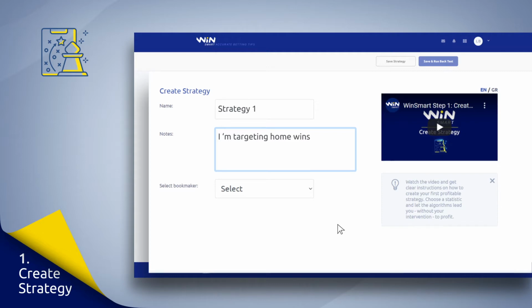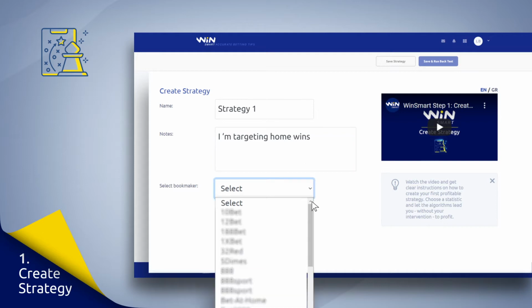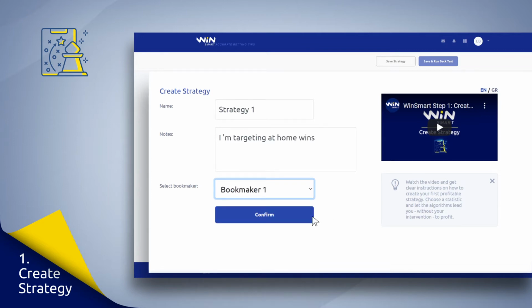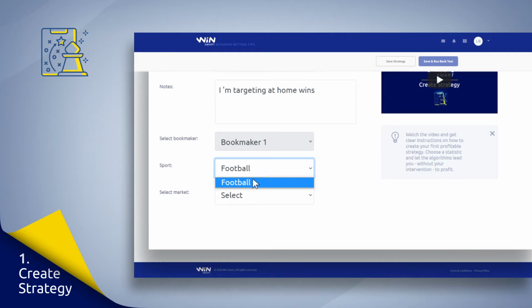Next step is to pick your preferable bookmaker, so all the math equations are done with real odds, that is, based on the bookmaker you are betting. Just after that, choose a sport. In this case, that means football.